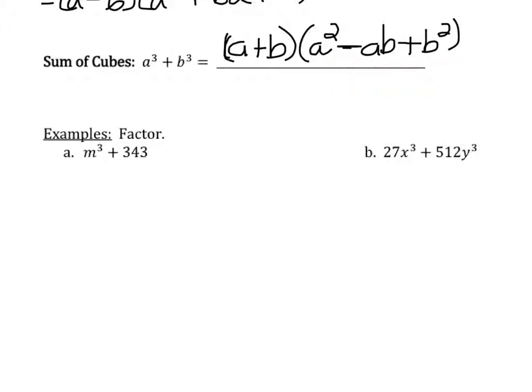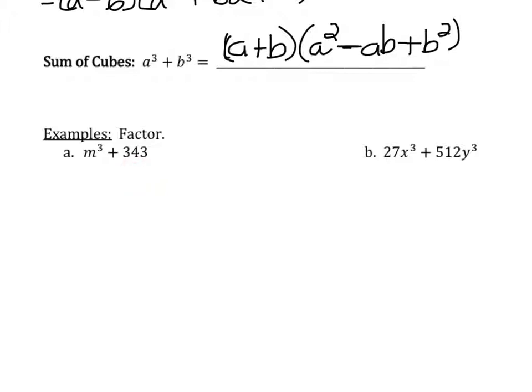All right. And so we'll look at these last two examples. It's going to work the exact same way. The only difference is our signs here and here are going to be different. All right, I have m to the third power plus 343. Notice m is a perfect cube, and 343 comes from cubing 7.